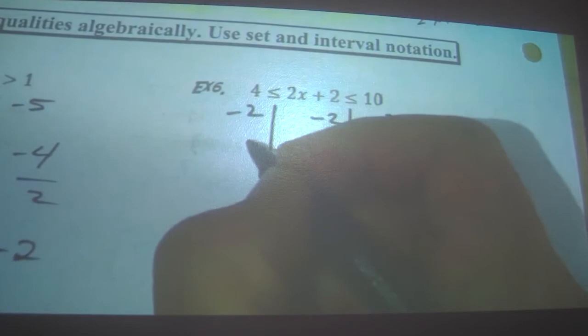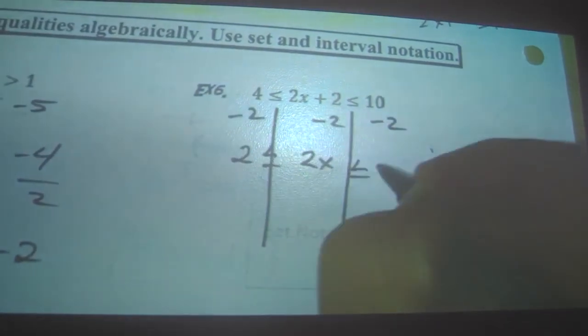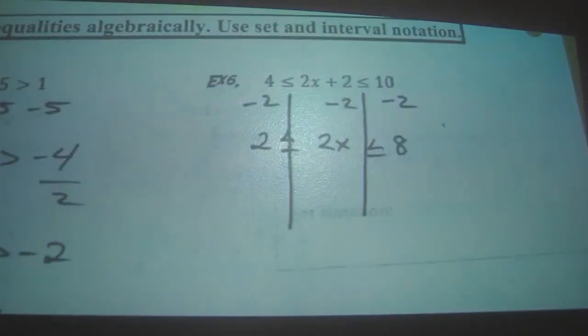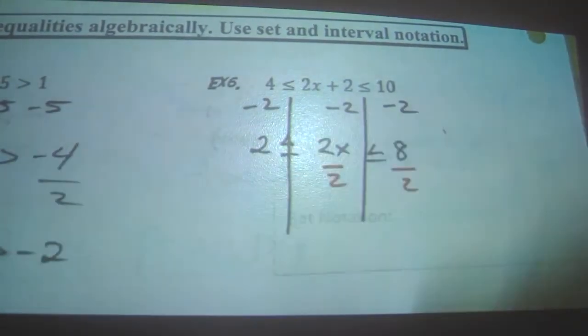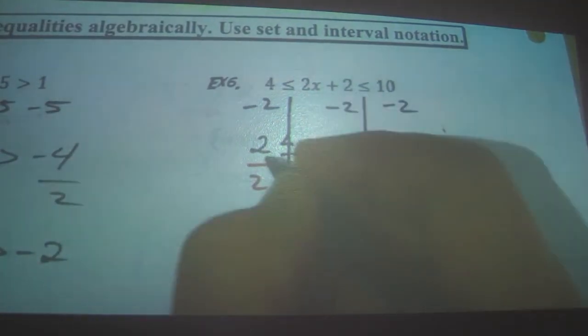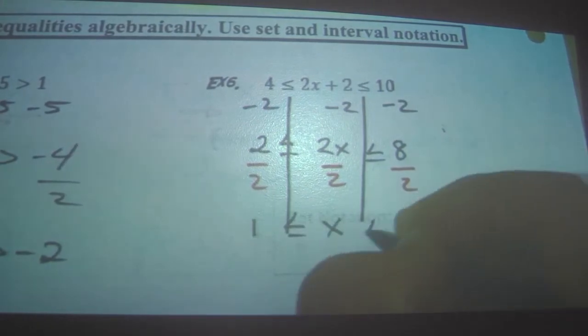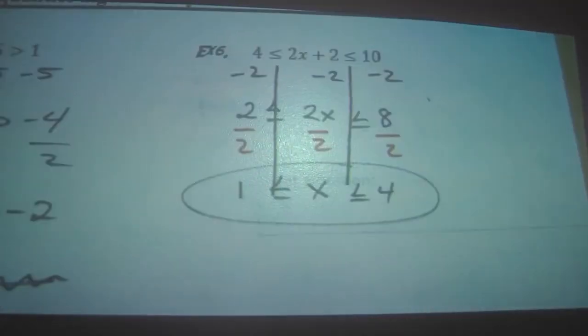And then I simplify. I've got 2 is less than or equal to 2x, which is less than or equal to 8. And my last step, I'm going to divide by 2. Divide by 2. Now, if I do it to the 8, I got to do it to this guy too, or he's going to be mad. So 2 divided by 2 is 1, less than or equal to x, which is less than or equal to 4. Okay, so I got 1 is less than or equal to x, less than or equal to 4.